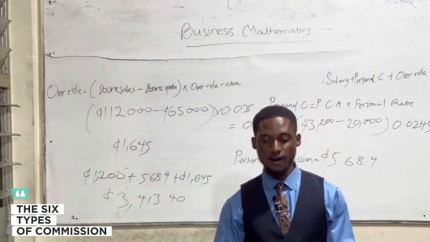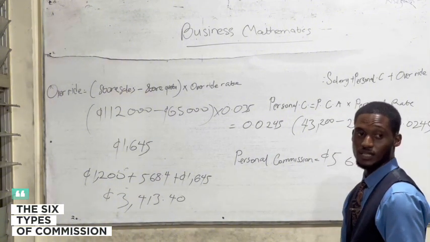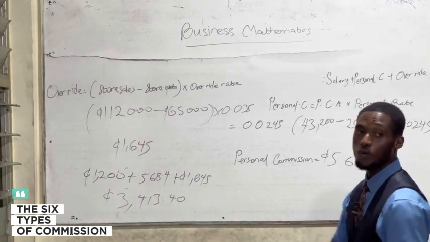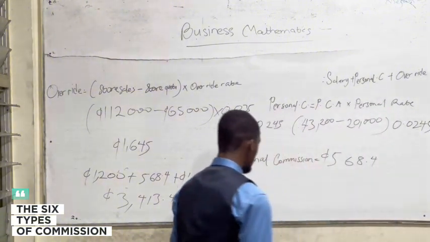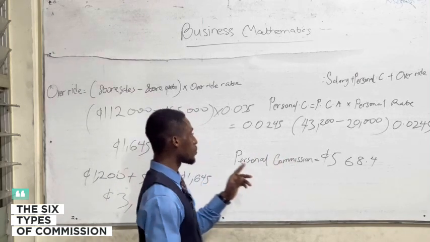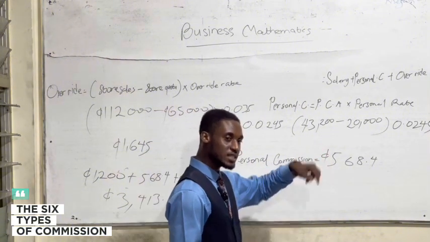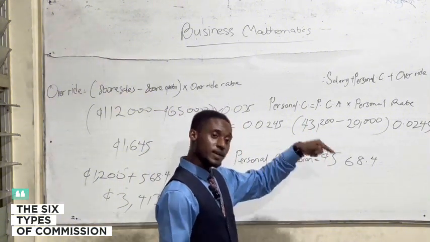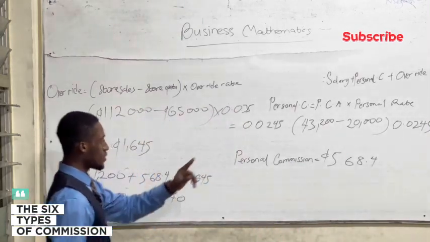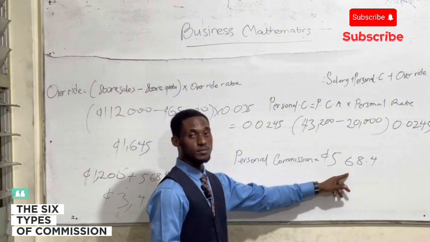So when it comes to override commission, you have to first find your personal commission, because the monthly salary will be given. After finding your personal commission, come and find your override. When it comes to the personal commission, you first find your personal commission amount, because there is a quota that has been given. After finding your personal commission amount, you multiply it by your personal rate, and all will be given in the question.